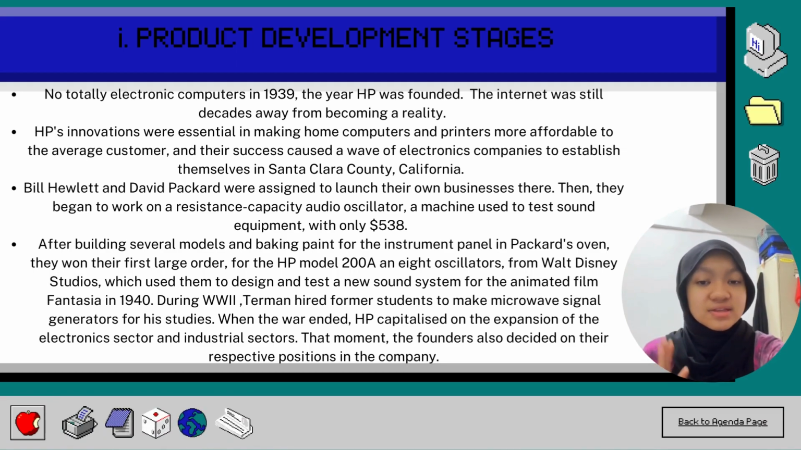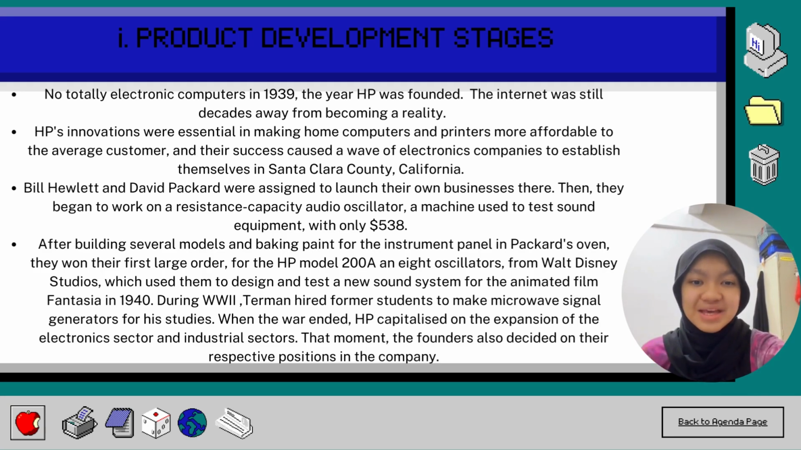In 1939, HP was founded. The internet was still decades away from becoming a reality. HP innovations were essential in making home computers and printers more affordable to the average customer, and their success caused a wave of electronic companies to establish themselves in Santa Clara County, California. Consequently, Bill Hewlett and David Packard were assigned to launch their own business there.